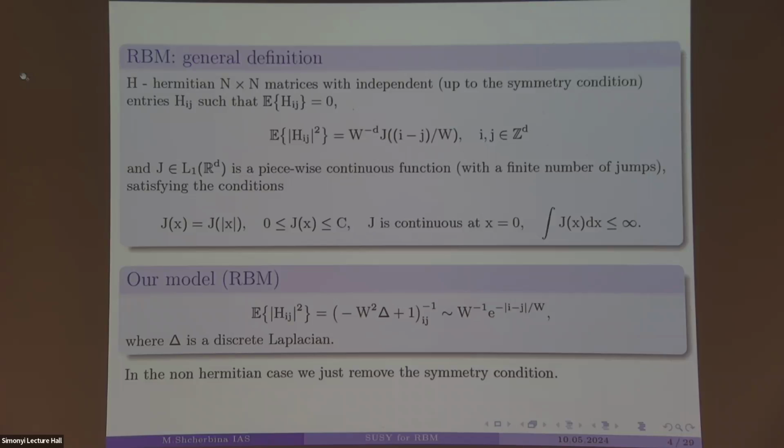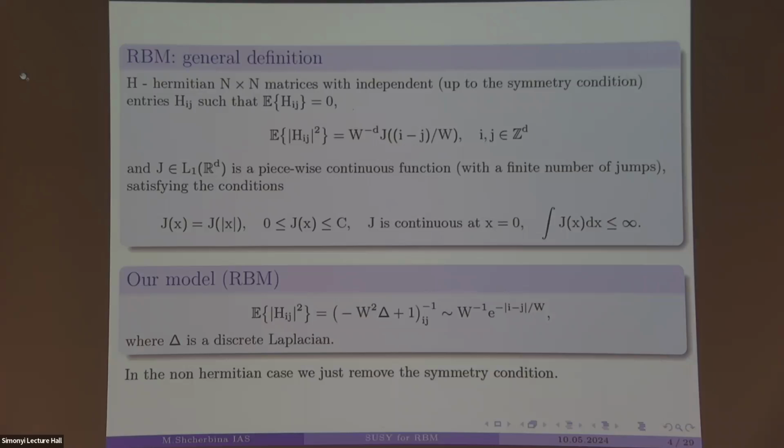And for some technical reason, it is very convenient to consider a special case of J. Here J is written like here, like the kernel of the inverse of minus Laplacian over W squared plus 1. It's just for a technical reason. From the point of view of band matrices, it is just an example of band matrices, but I need this special form.